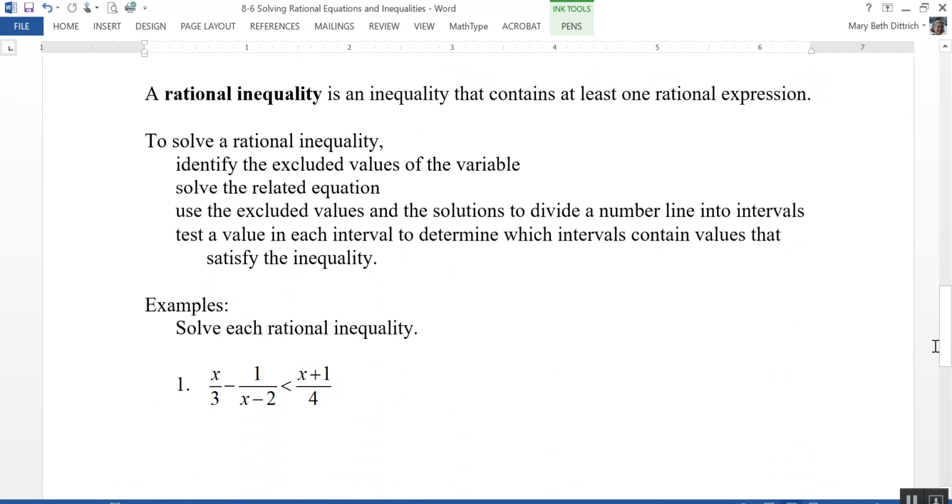Now, a rational inequality is an inequality that contains at least one rational expression. To solve a rational inequality, there are several steps. We're going to identify the excluded values of the variable, as we did before. We're going to solve the related equation, so solve it with an equal sign in it. Then we're going to use the excluded values and the solutions that we'd found to divide a number line into intervals, and then we need to test a value in each of those intervals to determine which intervals contain the values that satisfy the inequality. This is a little more complicated, but let's take a look at a couple examples here.